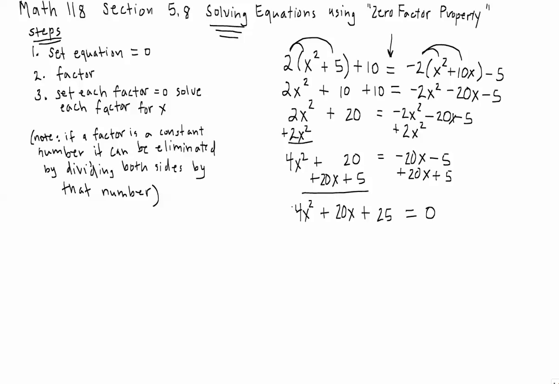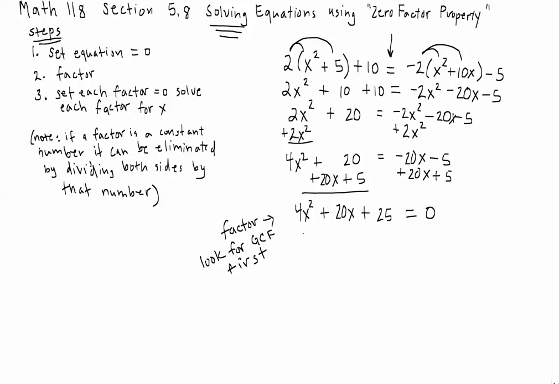The first thing you do, now that's done. Now we're going to factor this. Don't ever forget that whenever you're asked to factor something, you always look for the greatest common factor first. Sometimes you will be able to factor out a number, a letter. If you can factor out a constant number, you can eliminate that by dividing both sides by that number, and you don't have to worry about it again. In this case, there is no greatest common factor.